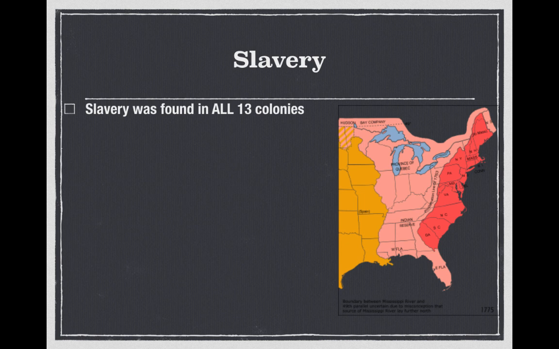But it was something that existed in the American colonies, and unfortunately slavery is something that has existed throughout human history, but it played a unique role in the development of the American colonies, and specifically the United States as a nation. So it's something we will be talking a lot about, and we'll have to continue to go back to.